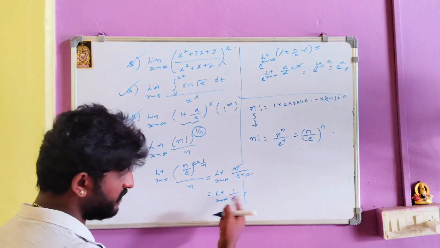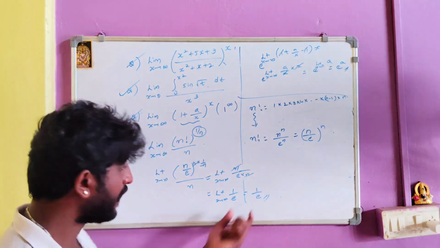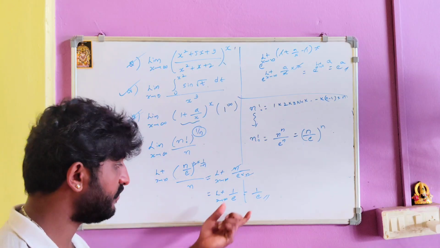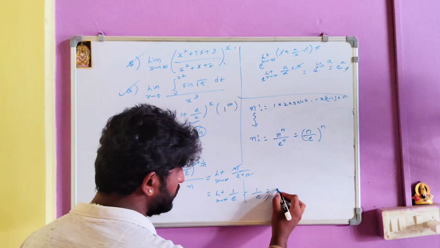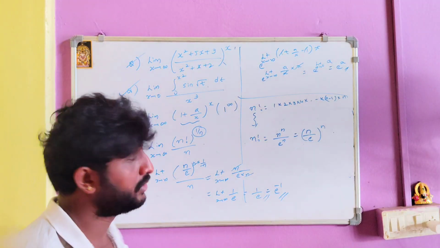1 by e is a constant. If you apply the limit also we get 1 by e only. This is the solution, this is the value we get. It can be written like this also, e raised to the power of -1.